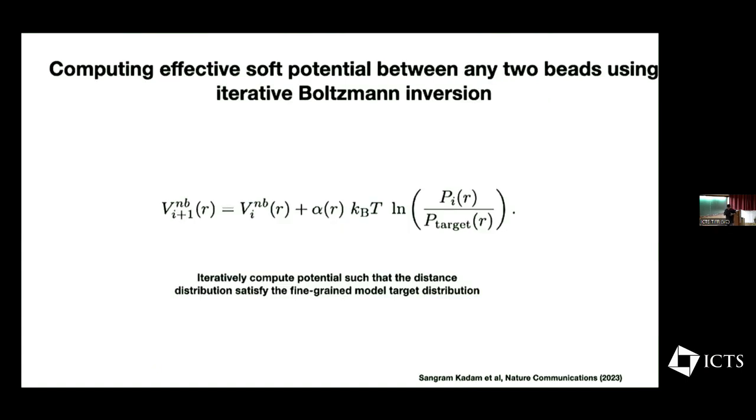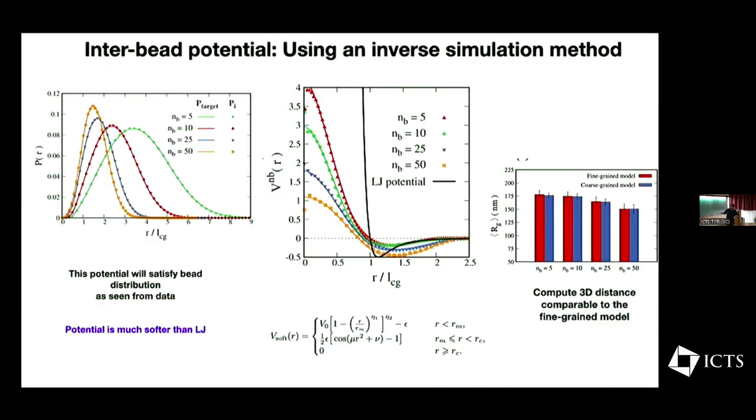Now we can ask the question, what is the potential of interaction between two segments? One can use a method called the iterative Boltzmann inversion method to obtain the interaction potential between two different segments of chromatin. We did that, and we found that the interaction is a soft interaction, which is much softer than the Lennard-Jones potential. What is black here is the Lennard-Jones potential, and this is the interaction potential that we got through this iterative Boltzmann method, and this is quite soft.